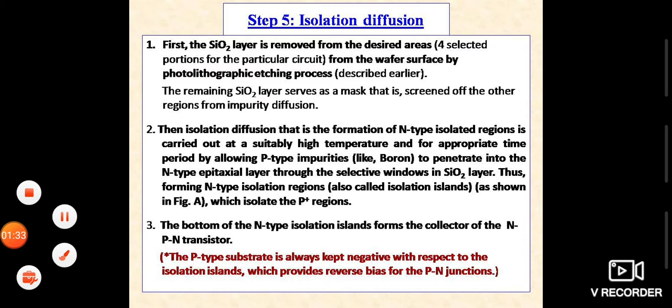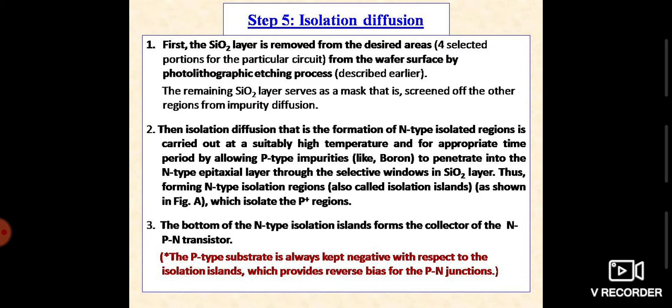From the wafer surface, that is, the silicon dioxide layer is the topmost layer, and we have to selectively remove the silicon dioxide layer to input the impurity atoms of p-type. From the wafer surface, SiO2 layers are removed by applying the photolithographic etching process. As I already discussed the photolithographic etching process in my previous lectures, I hope you now have an idea about it.